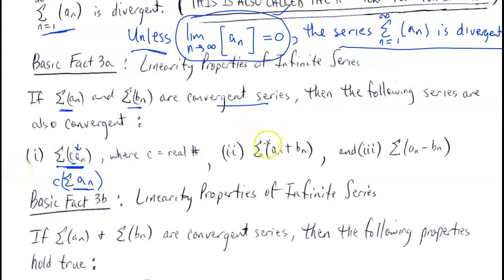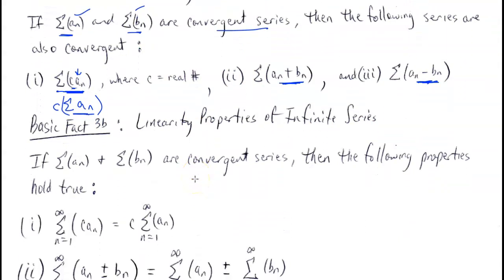Okay. Now, of course, if these two series converge, then the sum of the two sequences, if we formed a new sequence out of that, that would converge. And if we formed a sequence out of the difference of both of those sequences, and we made a series out of that, that would converge. Okay.